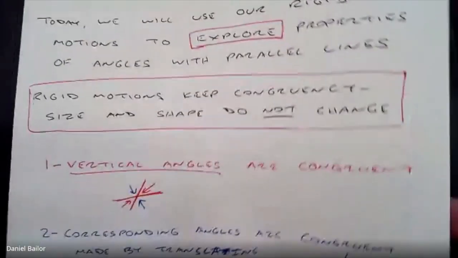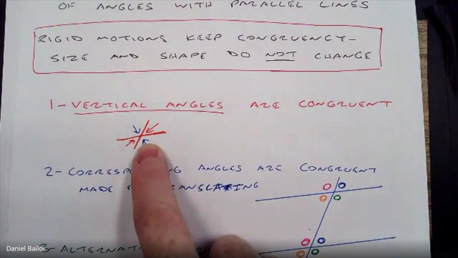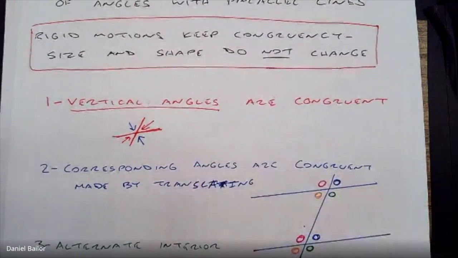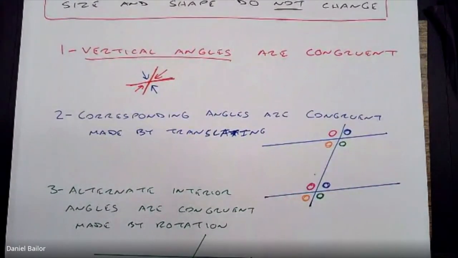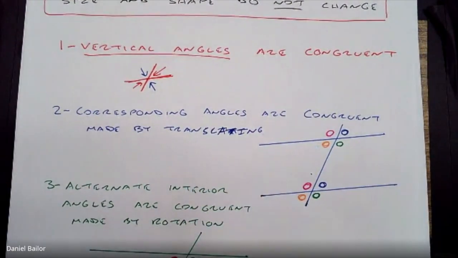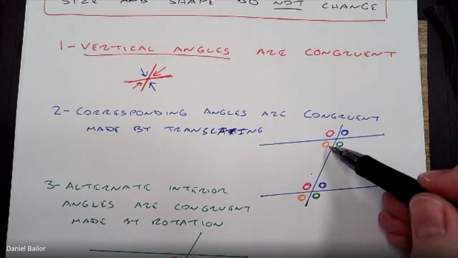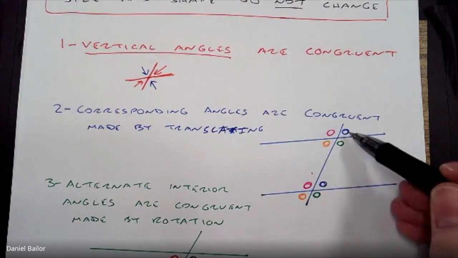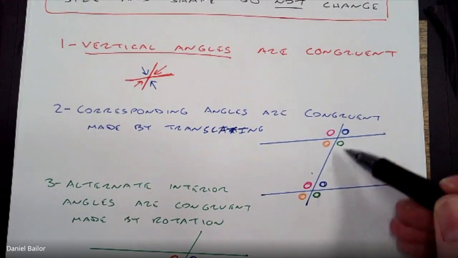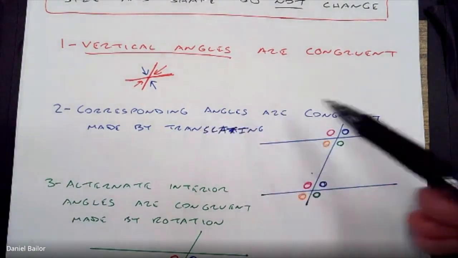Starting with rule 1, vertical angles are congruent. They point at each other. You make it by rotation. Number 2, corresponding angles that you make by translating are congruent. So that's why red slides down to make red, orange slides down to make orange, blue slides down to make blue, green slides down to make green. If you can slide it with the translation, it's a corresponding angle and they are congruent.